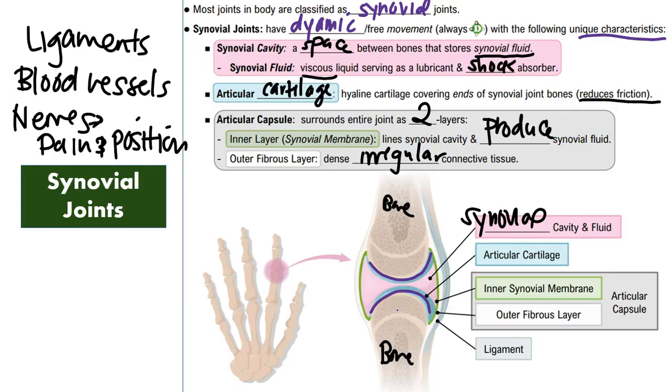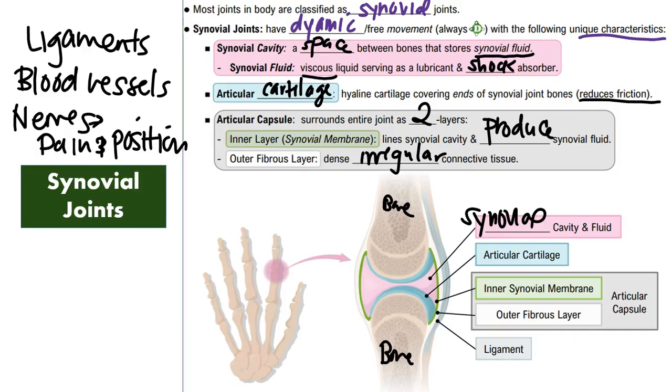Next, we're going to look for the inner synovial membrane. Remember that inner synovial membrane is going to help produce the synovial fluid. So all this excess fluid here is going to be produced by the inner synovial membrane that we see here. Let me erase the cartilage. So all that fluid here is being produced by the inner synovial membrane.